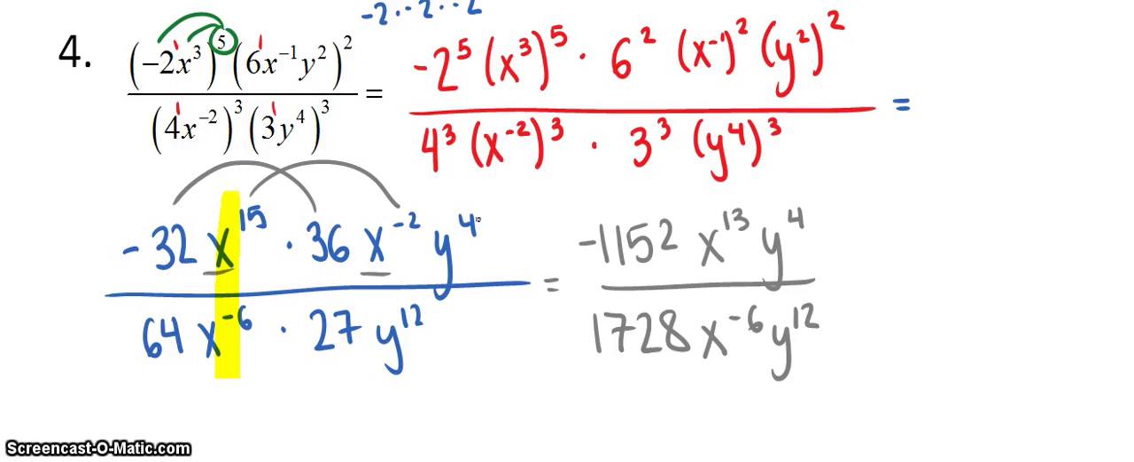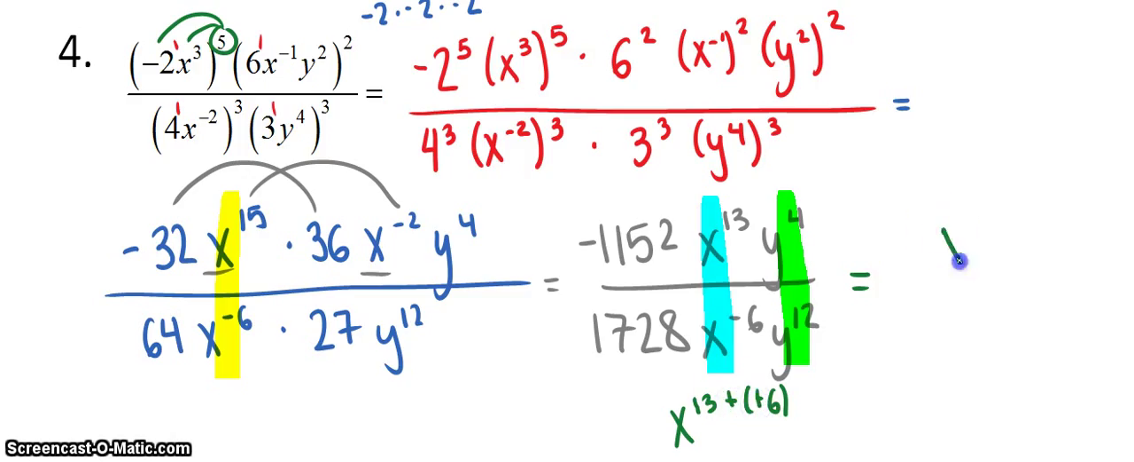Same with the denominator. Okay, now there's still multiple x's and y's, so I'm going to go ahead and combine these, and then I'm going to combine these using my quotient rule. Quotient meaning division. Okay, so anytime you divide, remember you subtract the exponents. So this will be x to the 13 minus a negative 6. Okay, so what's 13 minus negative 6? That's really like adding. So that'll give us x to the 19th. And that goes to the numerator.